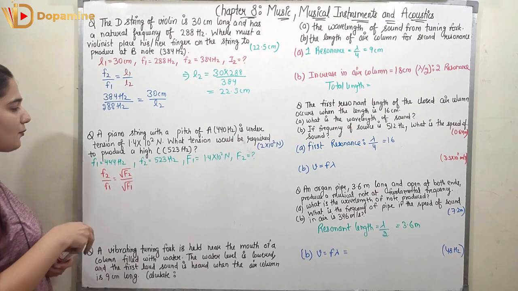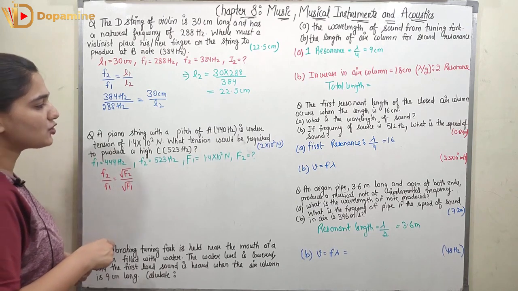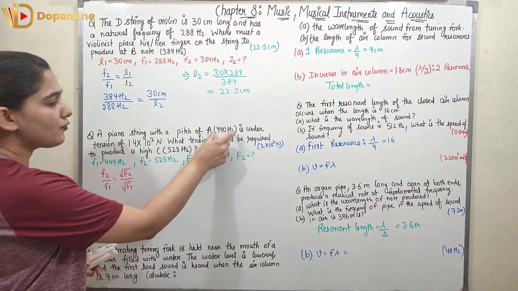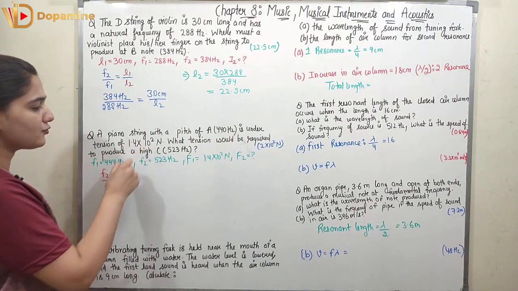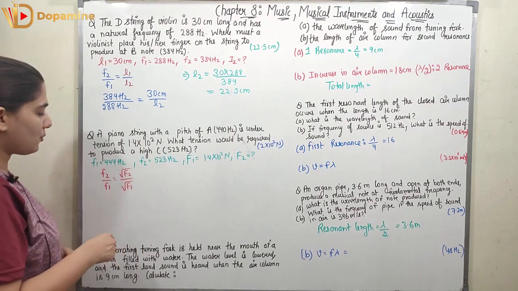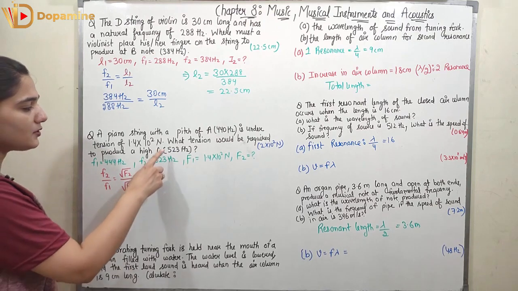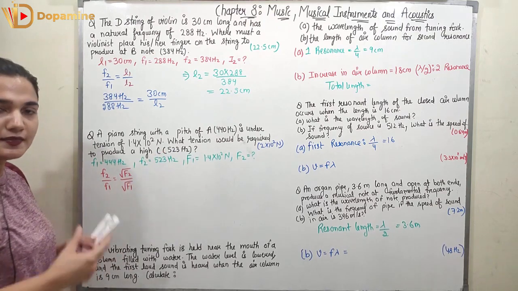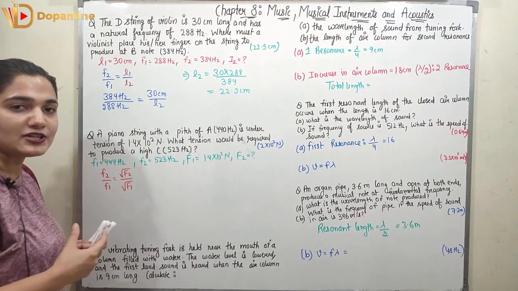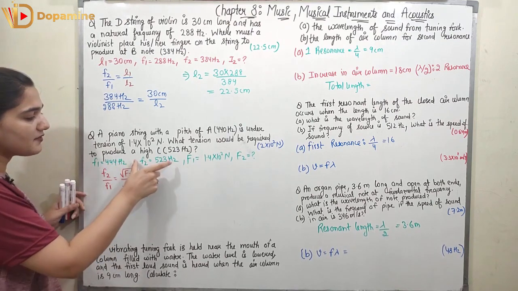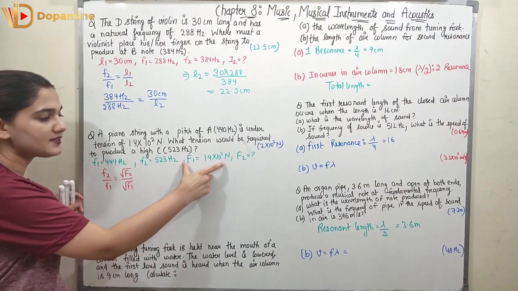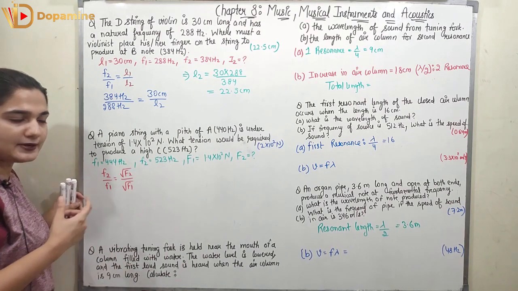Now coming to the next problem, it states a piano string with a pitch of A 440 Hertz is under tension of 1.4 into 10 raised to power 2 Newton. What tension would be required to produce a high C which is at 523 Hertz? Now we want to find out the tension, which is the force. So frequency F1 is given, F2 is given, and the first tension is given, that is capital F1. We have to find out capital F2.